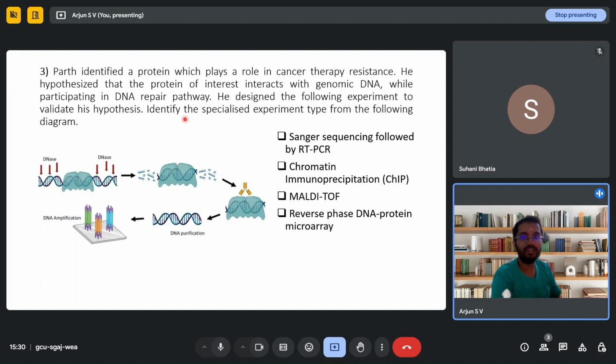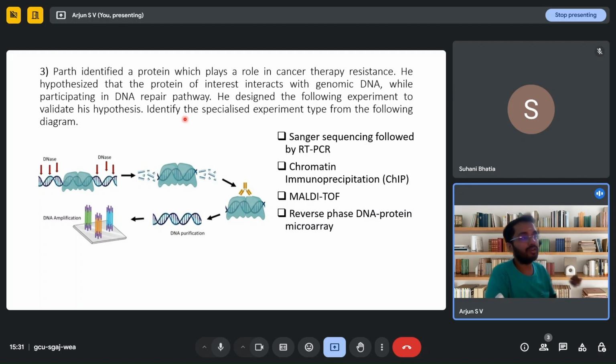So this also I think we have seen through the week recap. So I'll read the question again maybe. Parth identified a protein which plays a role in cancer therapy resistance. He hypothesized that the protein of interest interacts with genomic DNA while participating in the DNA repair pathway. He designed the following experiment to validate his hypothesis. Identify the specialized experiment type from the following diagram.